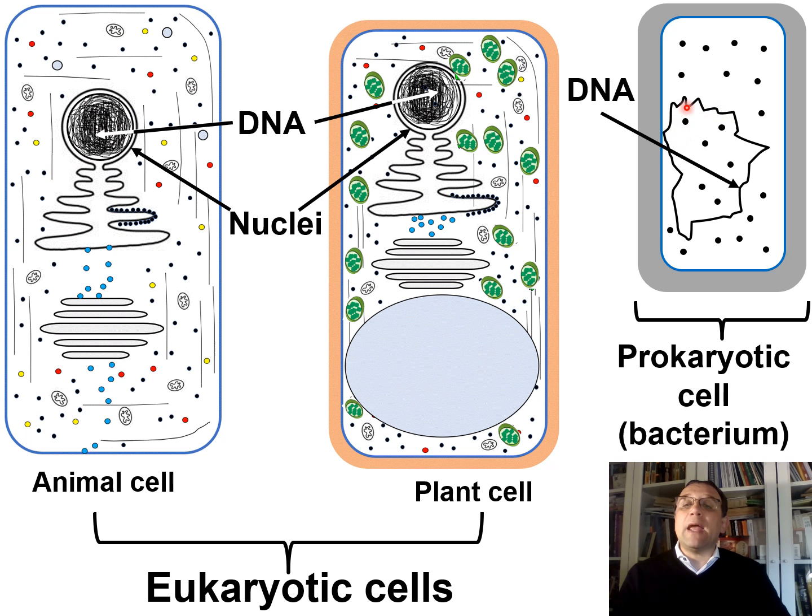This is a DNA molecule here. It is not protected by the nuclear membrane. So the cells without the nucleus we call prokaryotic cells. DNA is located in the region called nucleoid. Nucleo means nucleus, oid means something that resembles, in this case, nucleus.